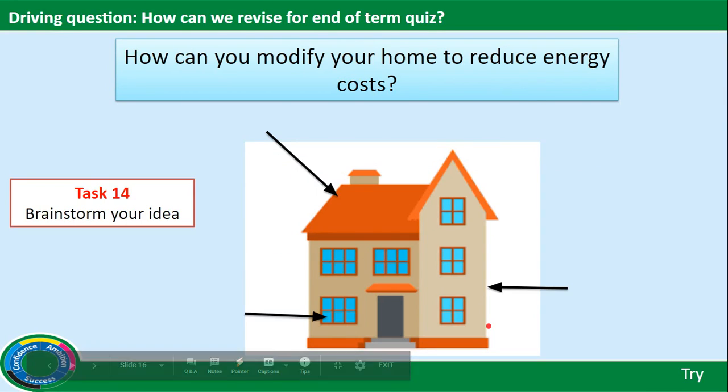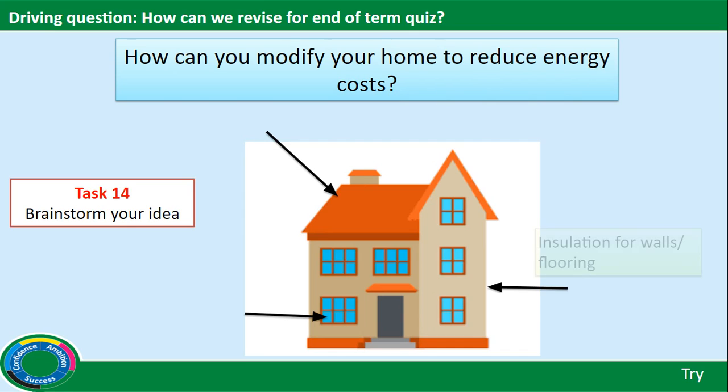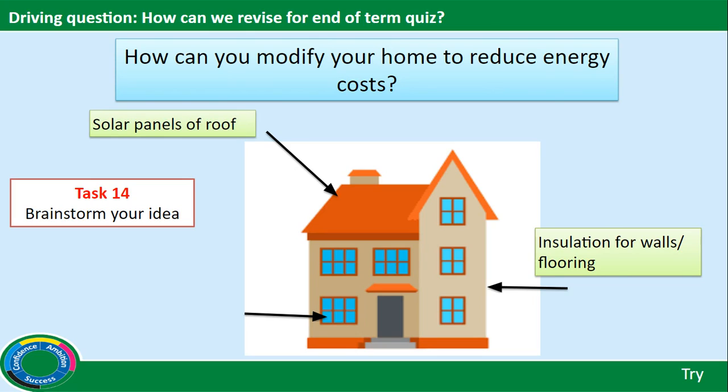How can you modify your home to reduce energy costs? So you can also be tested about different home modifications on your quiz next week. Okay, so different ways you can modify your home is by insulating your walls. Make sure you know what an insulator is for your exam. Solar panels on the roof, and for example, double or triple glazing windows. So these are a few examples that you can do with your home to reduce the energy cost in the future.